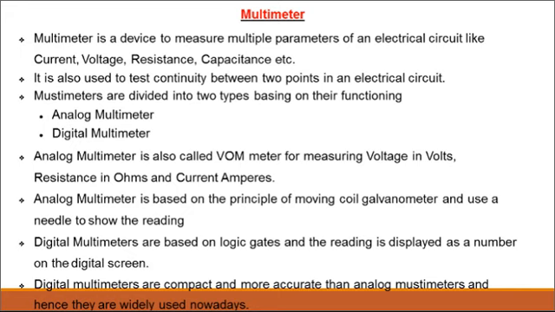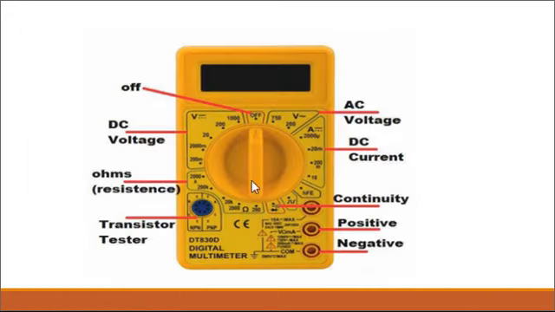And this is the symbol of multimeter, and this is the diagram of multimeter. You observe this is the off condition. This is the DC voltage, this is the AC voltage, and this is the ohmic meter, nothing but a resistance measuring meter, and this is the transistor, and this is the DC current.